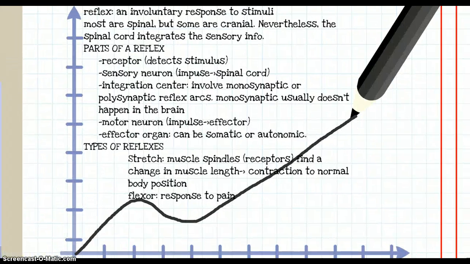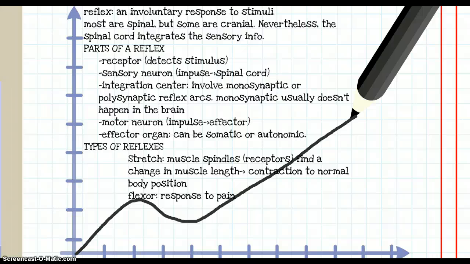So now, reflexes. A reflex is basically an involuntary response to stimuli. Most of these are spinal. There are some that are cranial, but even though they are cranial, it's the spinal cord that integrates the sensory info. So the parts of the reflex are the receptor, which detects the stimulus, the sensory neuron that sends the impulse to the spinal cord, and then there's the integration center.